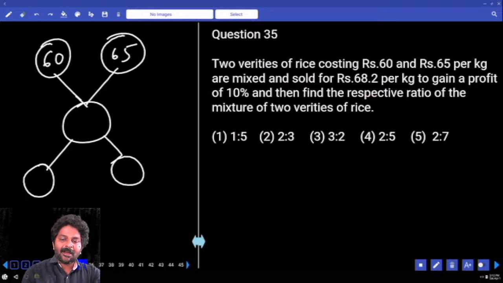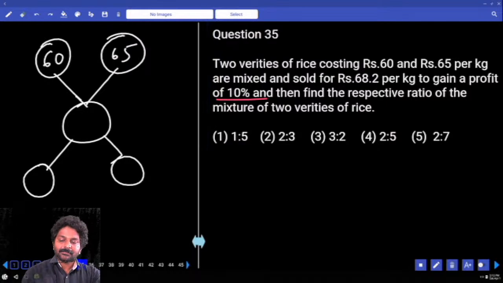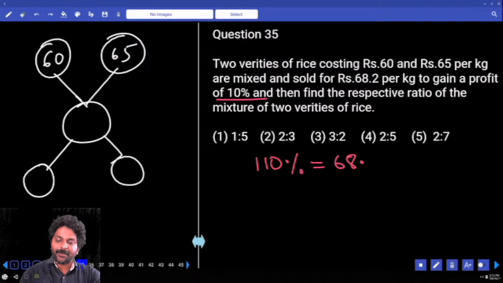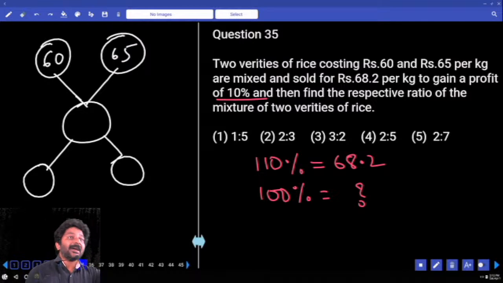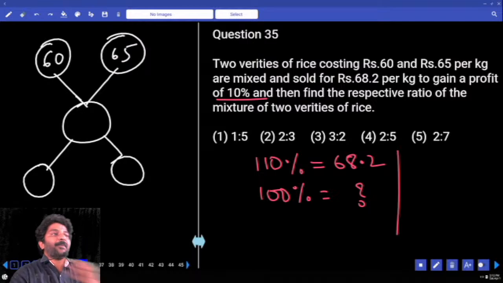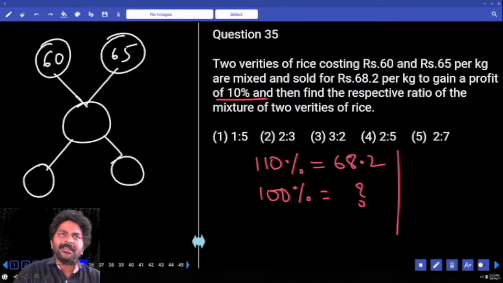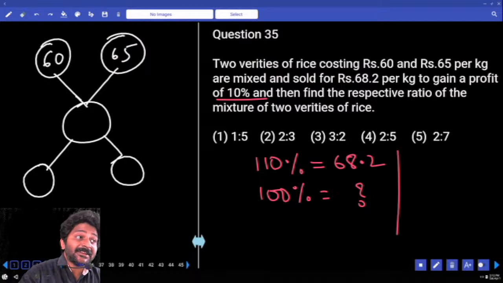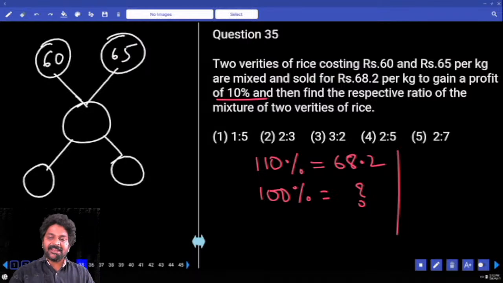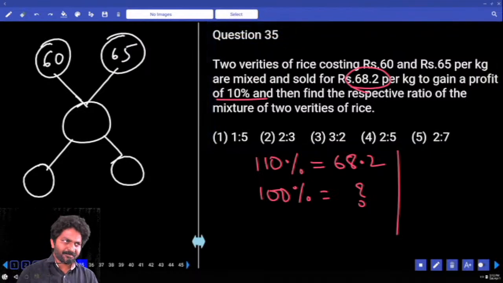Number one, how much profit you are getting? That means selling price is equal to 110%, which is 68.2. Cost price is 100%. This is equal to how much? This is what we need to calculate. Yes? The other way, what I can do is, you are selling it at 68.2 and thereby gaining 10% profit. Your selling price is ending with 0.2. That means 10% is ending with 0.2.